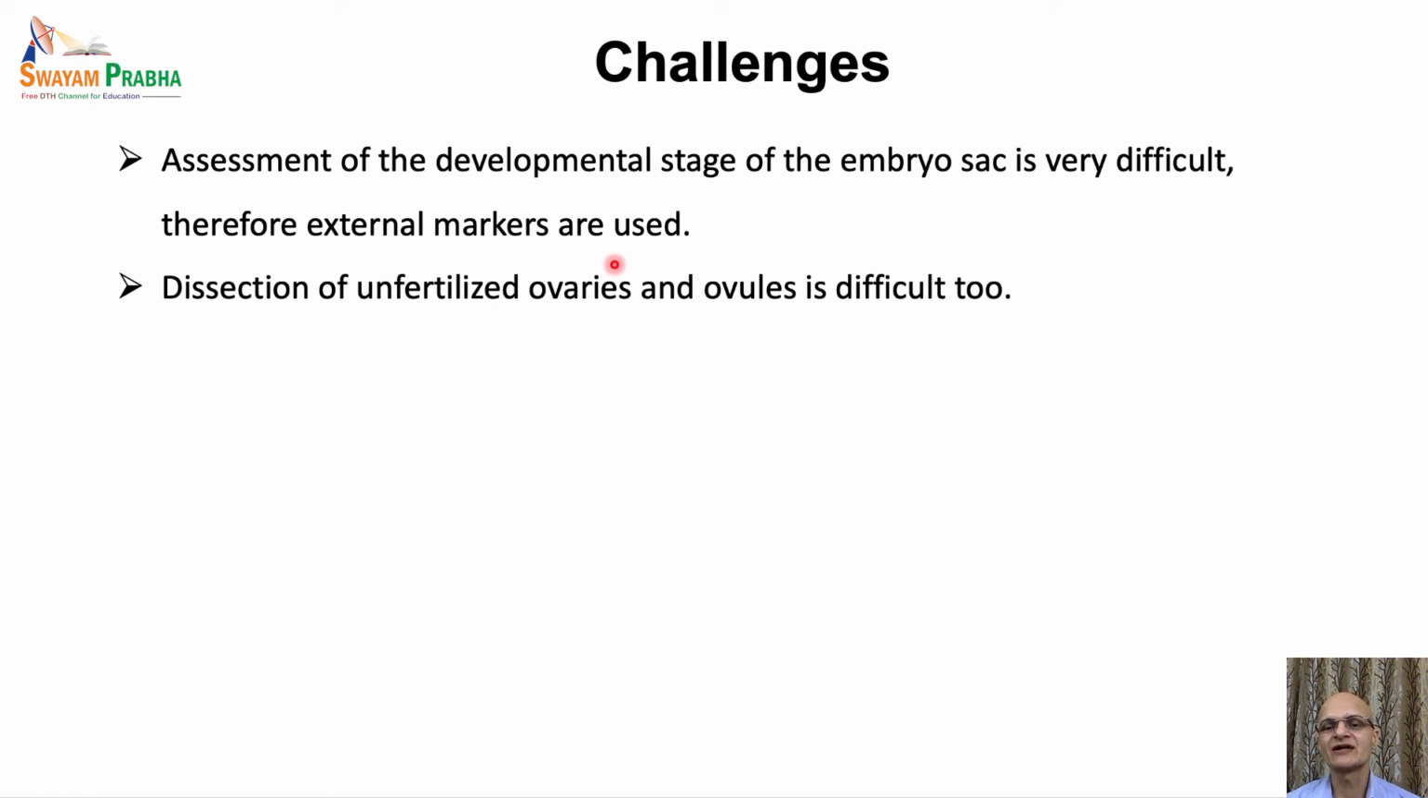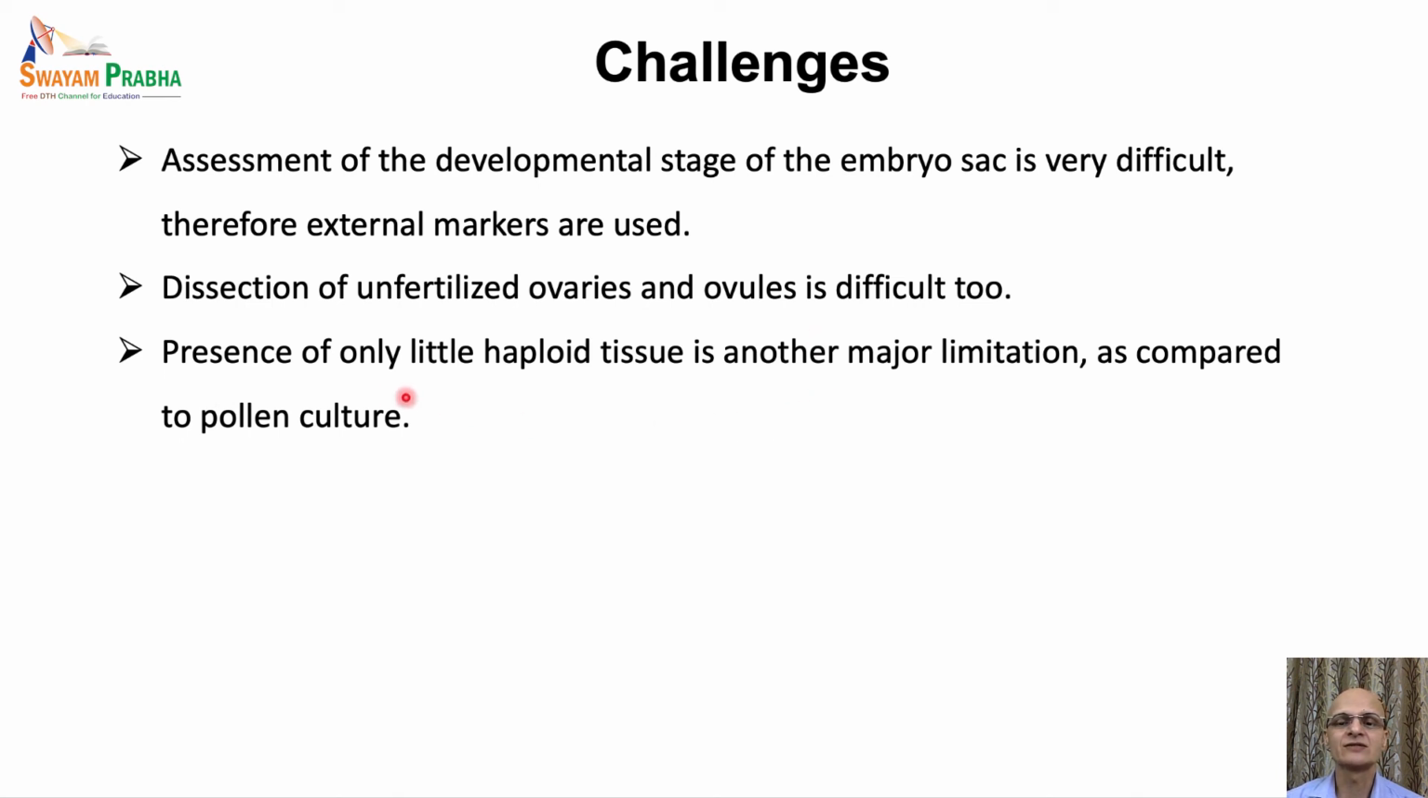Dissection of the unfertilized ovaries for the female gametophyte is very difficult, and therefore ovules or ovaries are used as explants. However, the presence of a lot of sporophytic tissue in these explants may complicate the developmental programs.